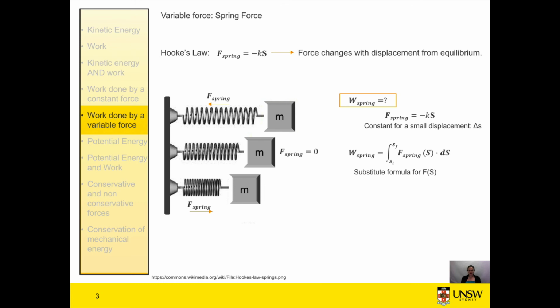The first thing we then need to do is to substitute in our formula for the force, which in this case is minus ks, and we can take the k outside of the integral since k is constant. Once we have our formula, then we just need to solve it, and we can solve it using the integral tables, which tell us that the work done by our spring is equal to negative half k times the difference of the squares between the initial and final displacement. And this method is how we deal with all variable forces.